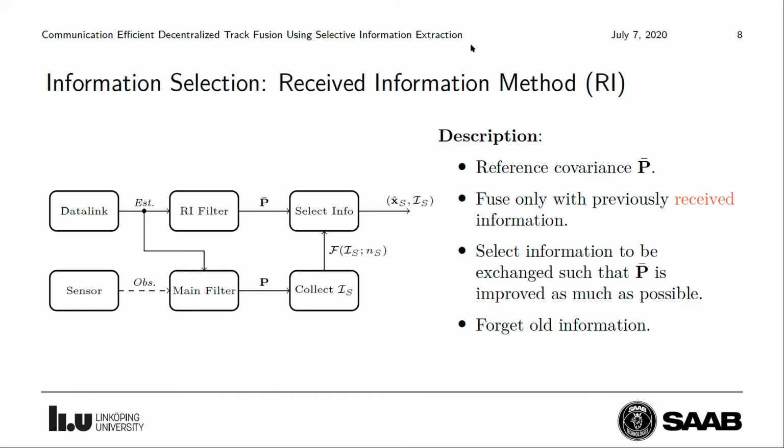The received information method is similar to the transmitted information method. The only difference lies in how the reference covariance P bar is calculated. In this case, P bar is calculated by fusing only information previously received by the data link. As in the transmitted information case, information is selected such that P bar is improved as much as possible.